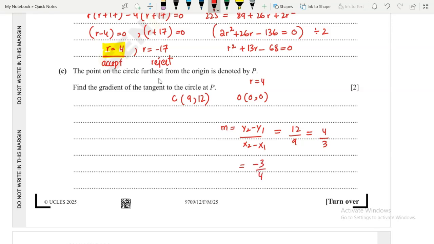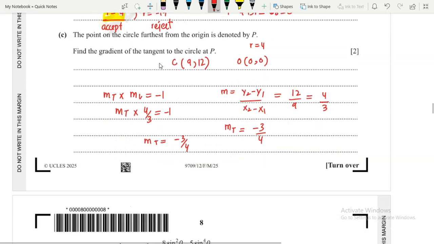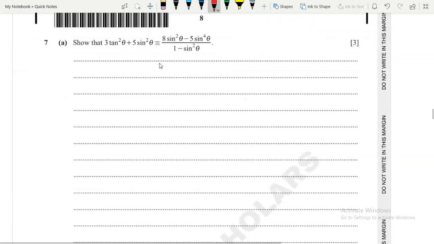Or you can just simply do this: the gradient of the tangent times the gradient of the line equals minus 1, so mt times 4 by 3 equals minus 1, so you will get the gradient of the tangent as minus 3 by 4. Okay, so this will be your gradient of the tangent. Hope you understand this question. Let's move on to question number 7.